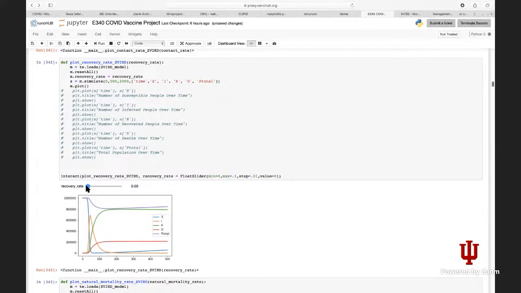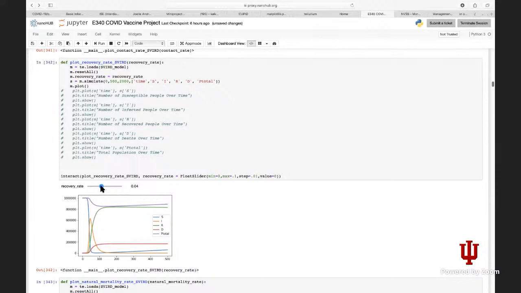So if we start at 0, no one recovers, so we don't have any recovery, and we just see a lot of deaths over time. If we start increasing that, our recovery rate obviously gets increased. And we just keep seeing that increase in recovery rate, which is overall what we're expecting.